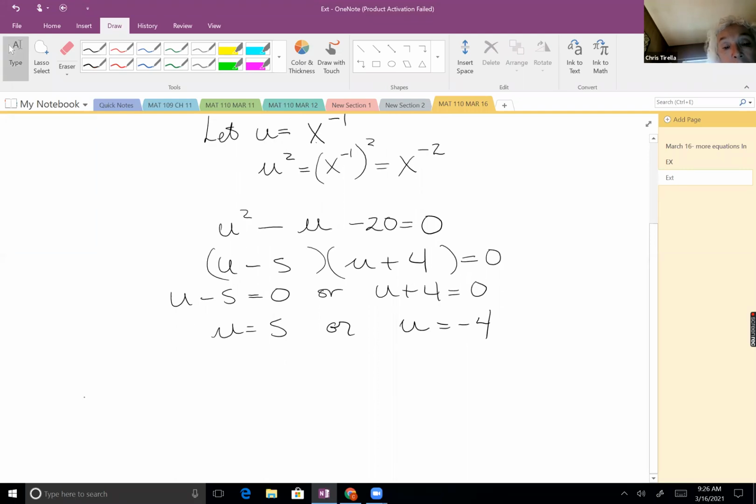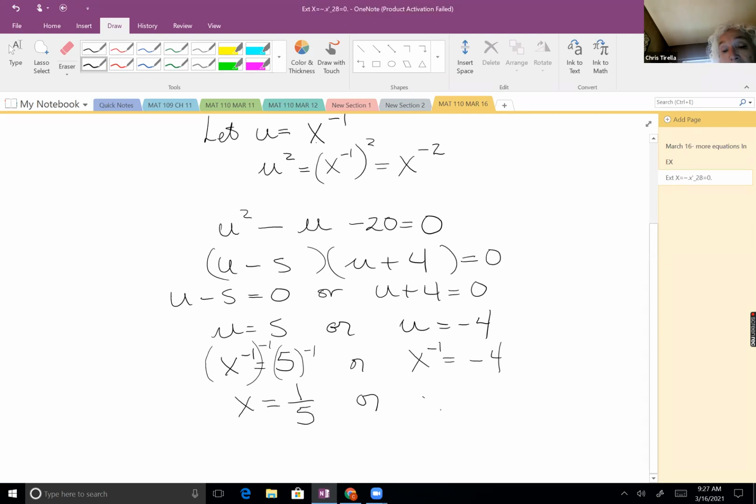But u is x to the negative first. So x to the negative first equals 5, or x to the negative first equals negative 4. So you could raise both sides to the reciprocal power. The reciprocal of negative 1 is negative 1. And it gives me x equals 1/5. Or here, raising both sides to the reciprocal power, I get x equals negative 1/4. And so those would be our solutions.